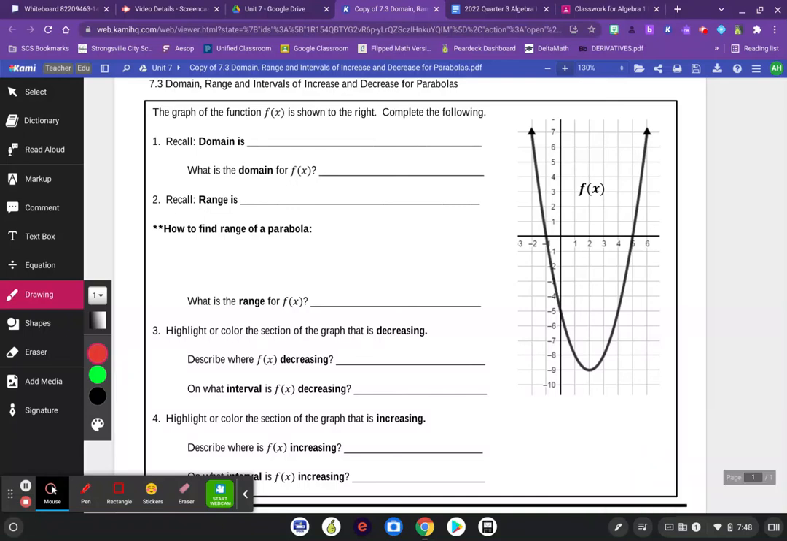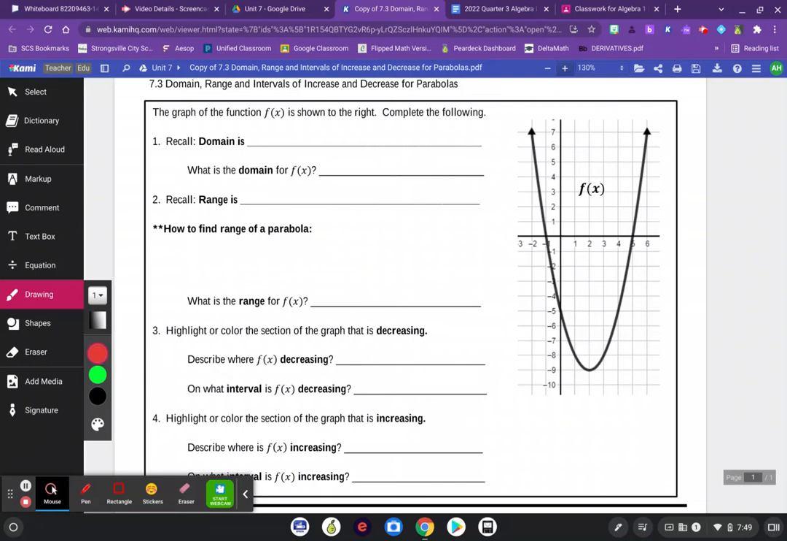I'm going to go over the 7.3 notes with you. We are looking at parabolas. We are going to discuss the domain and range for parabolas, as well as the intervals of increase and decrease. Remember that a parabola is the graph of a quadratic function.